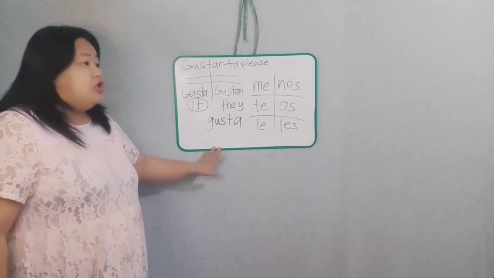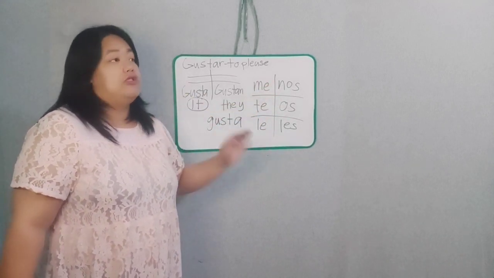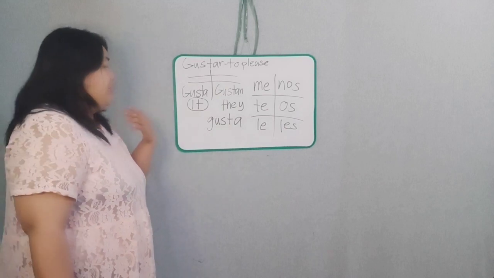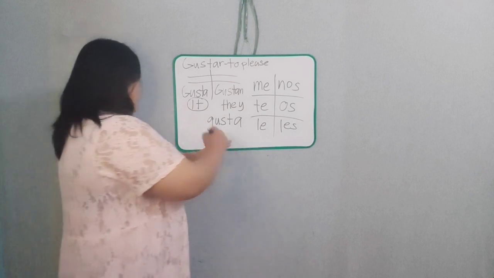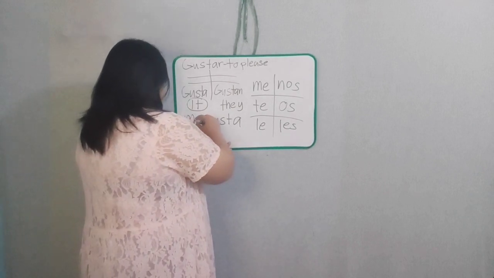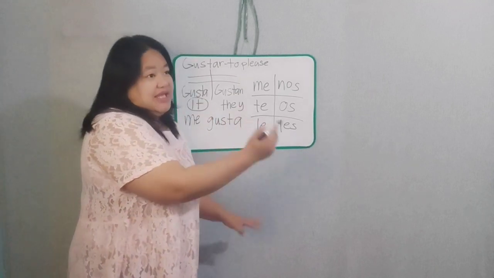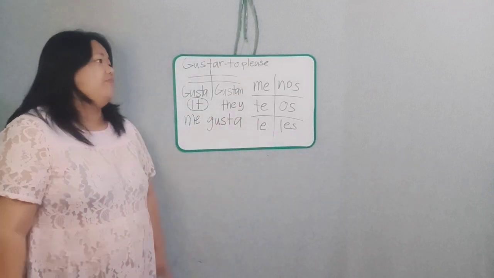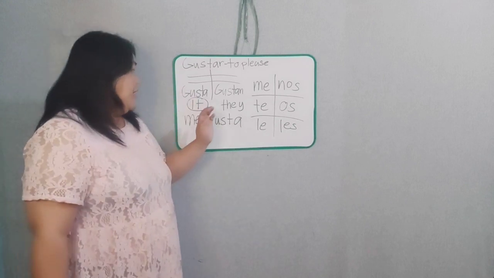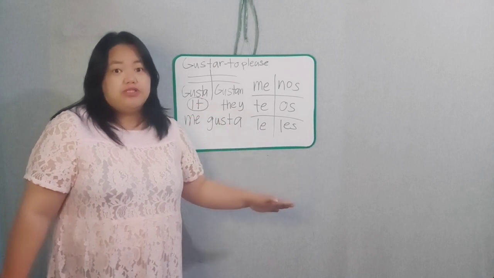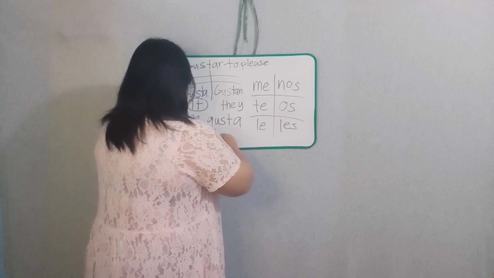Okay. So where does this indirect object pronoun position? It should be before your verb. So this would be me gusta. So, me gusta bistec. So, I like beef. Okay. If it's plural, for example, you would say, he likes vegetables. You would say, le gustan.